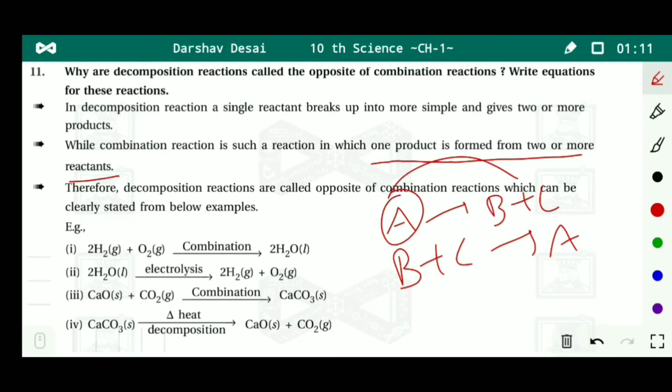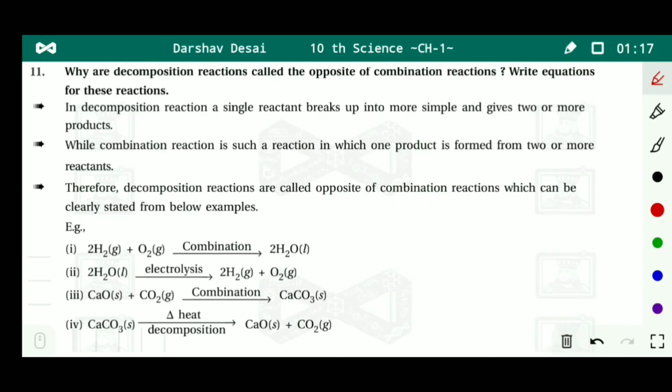In one, two substances are generated from one, and in the other, one is generated from two substances. One more line is important: decomposition reactions are called opposite to combination reactions. This is a very important question in the form of a difference. The first example is hydrogen plus oxygen. Here two reactants take part and give one product. So 2 gives 1, and it is a combination reaction.